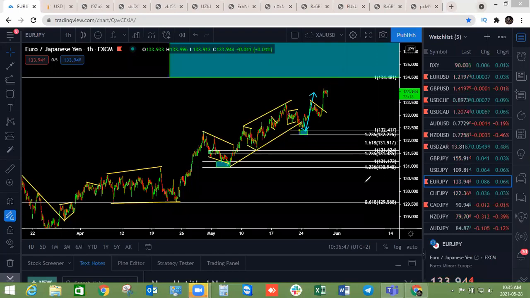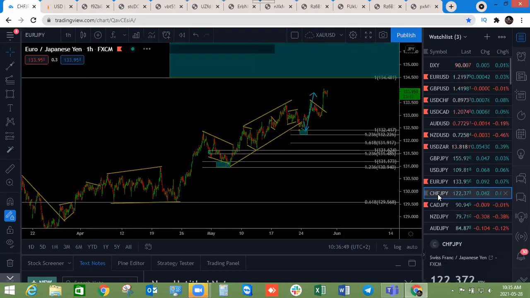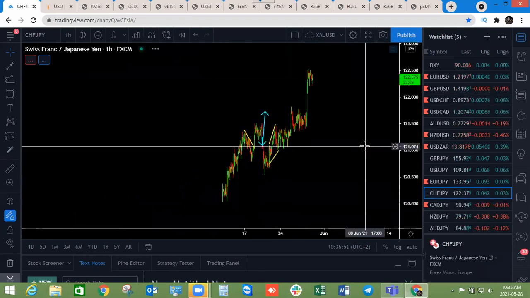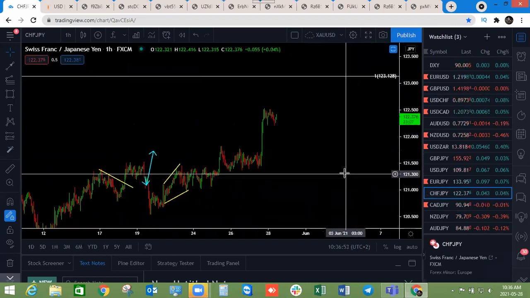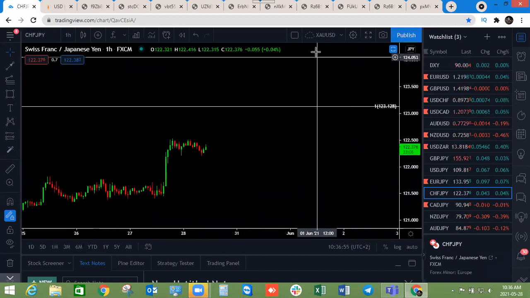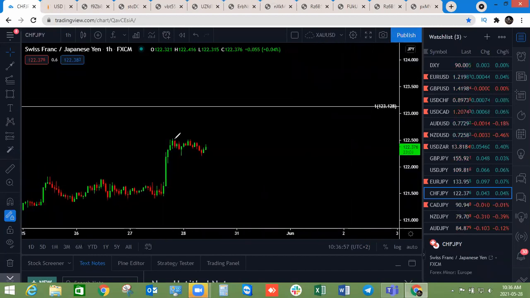It was the case for Chief Yen as well. Chief Yen and Euro Yen are correlated. You can see Chief Yen is still showing continuation to the upside on the 1 hour. We are going to see more upside, but how far?